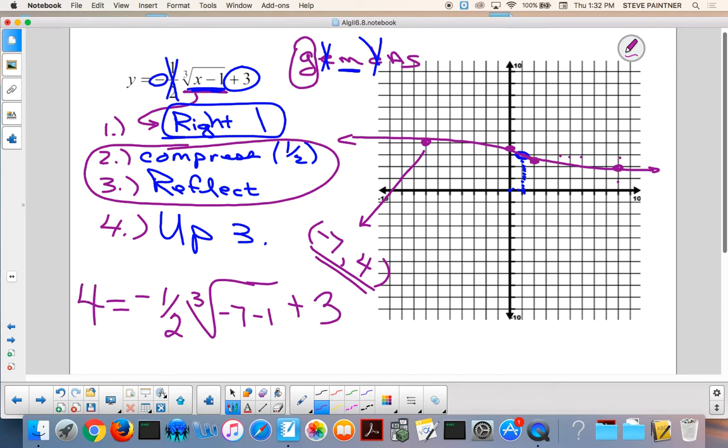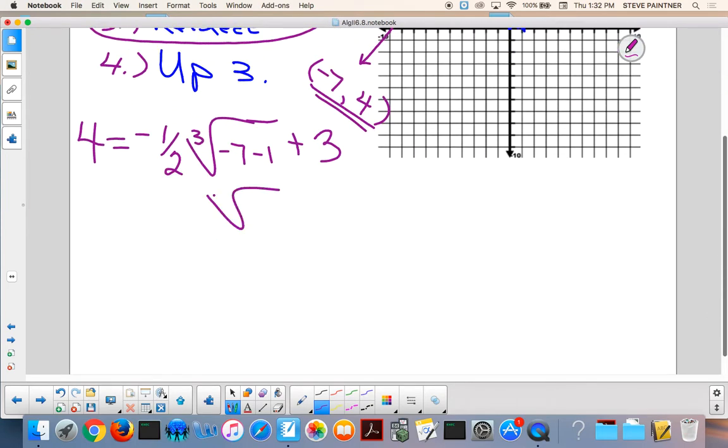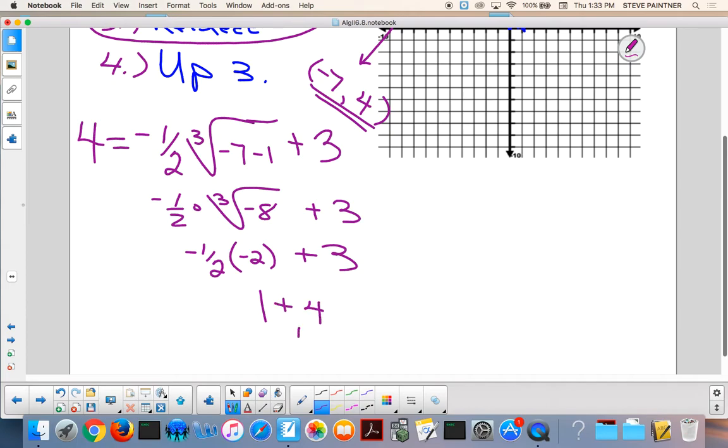What's -7 and -1? -8. Cube root of -8 plus 3. Take a half of that. Negative. What's cube root of -8? -2. Half of 2 is 1. Negative times negative is +1. Whoops.